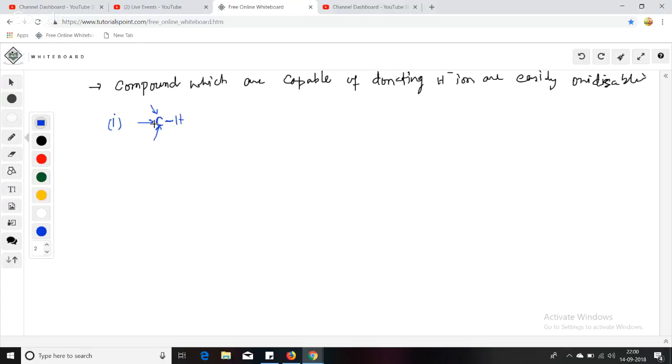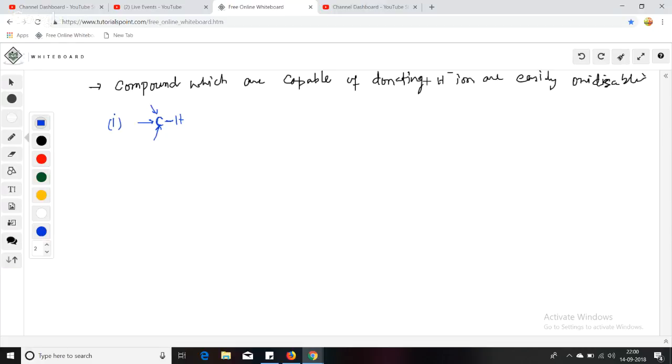And one thing you have to keep in mind: the compounds which are capable of donating H minus ion are easily oxidizable. So in the case of a cross Cannizzaro reaction, if you have two aldehydes, the aldehyde which can easily donate H minus ion is oxidizable. That is what you have to keep in mind. Some examples we'll discuss over here.